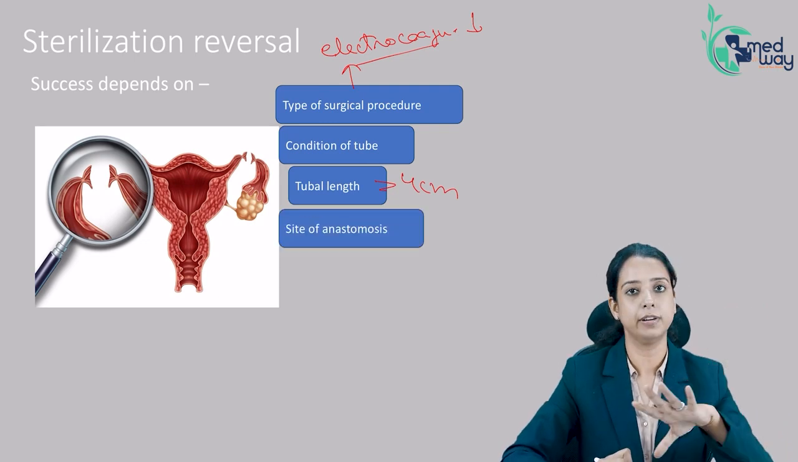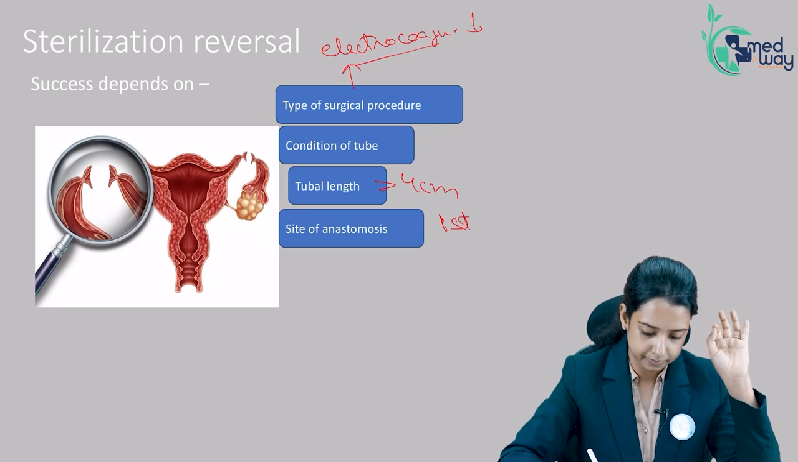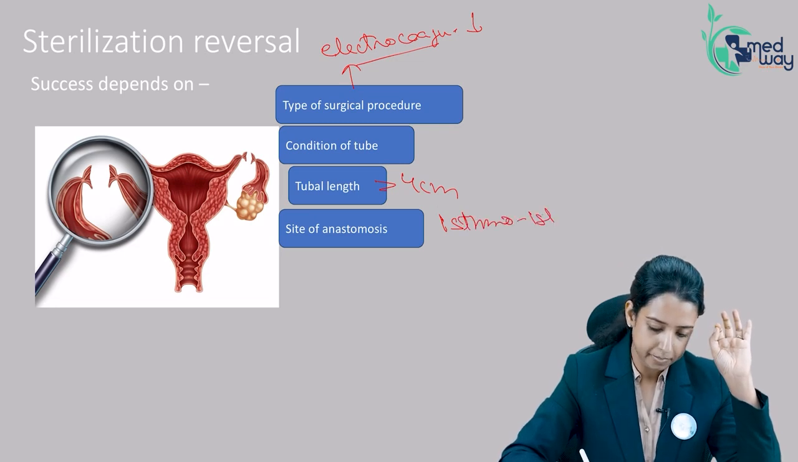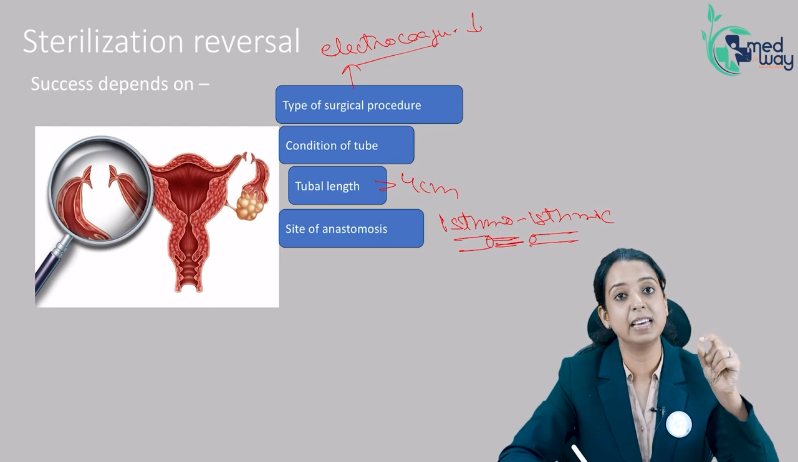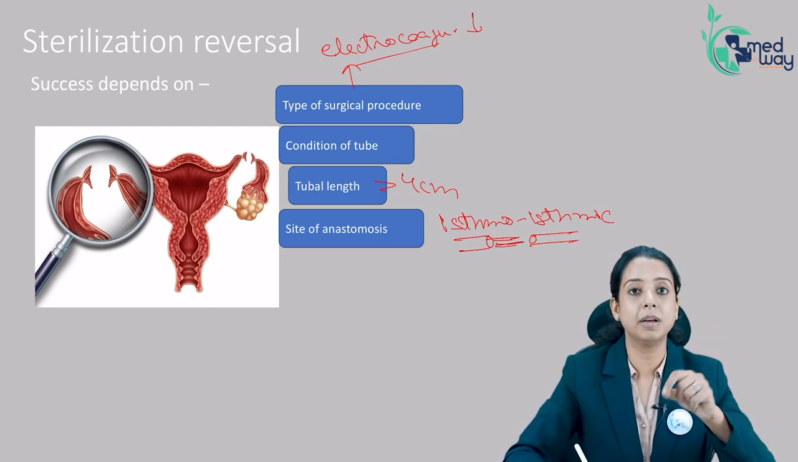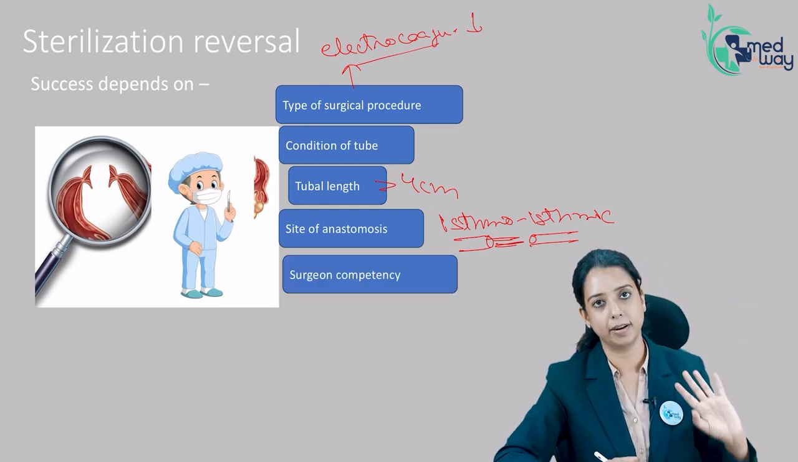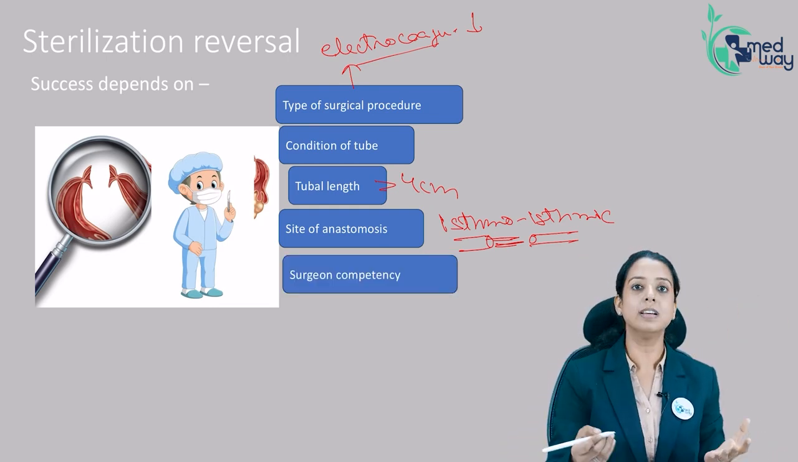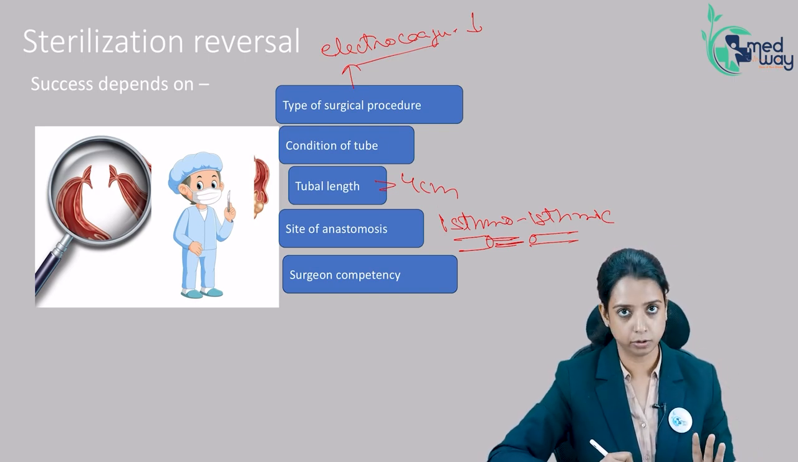Then the site of anastomosis. The best anastomotic site is isthmo-isthmic. Why? Because if you have tied the isthmus here and you have one isthmus here, then the reversal of these two isthmic segments is easy. So the isthmo-isthmic site is best for reversal. And obviously the surgical competency, which is the best thing, meaning how good the surgeon is. So all these will decide the success of the reversal procedure.